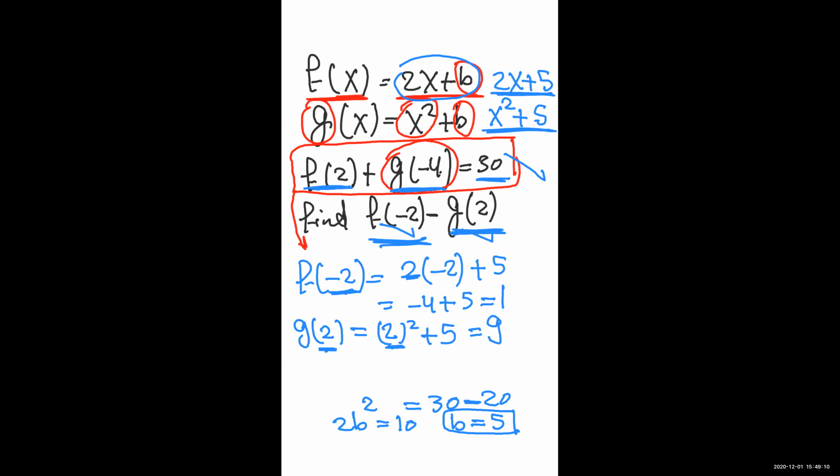Now in the question, find f of negative 2 minus g of 2. So f of negative 2 minus g of 2 will equal f of negative 2, we got it. It equals 1. g of 2 equals 9, so 1 minus 9 will equal negative 8. And the question is finished. Now this one is clear? Yes, clear. Okay, very good.